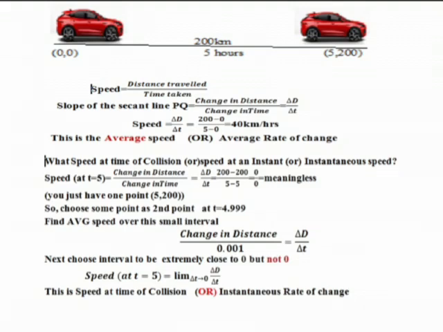Change in distance by 0.001, that is delta d by delta t. Next, choose the interval to be extremely close to 0 but not 0. So the speed at t equal to 5 is the limit as delta t tends to 0 of delta d by delta t. This is the speed at the time of collision. Also, this is an example of instantaneous rate of change, also known as the slope of the tangent at a point.